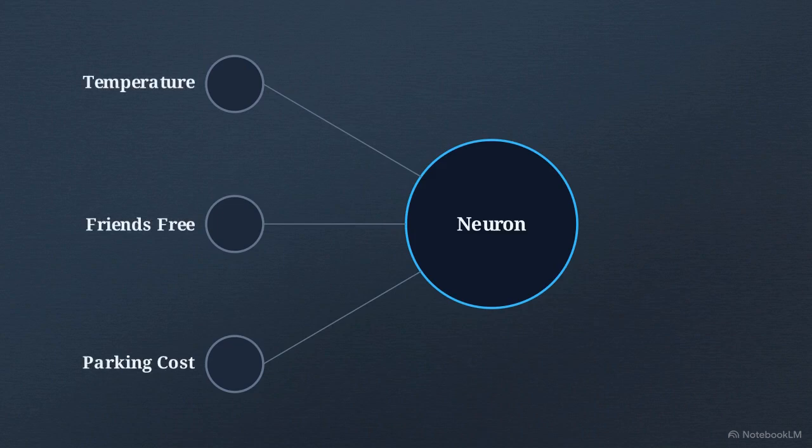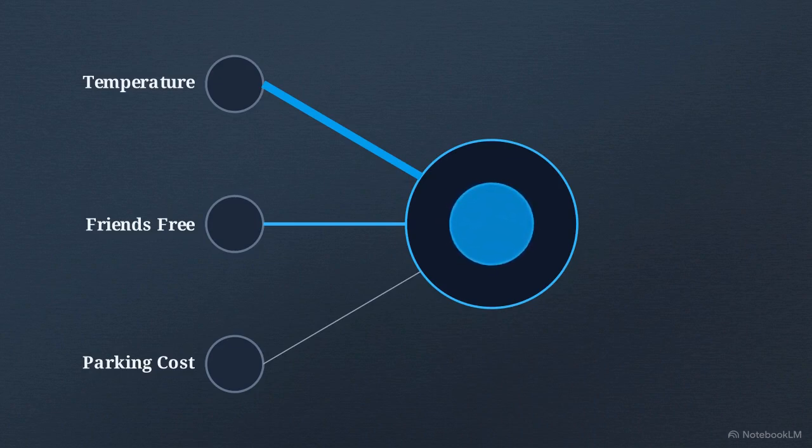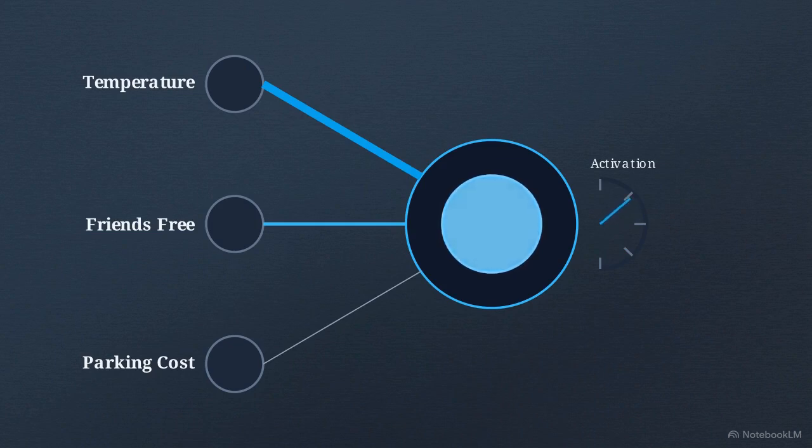Think about deciding whether to go to the beach. You consider the temperature, whether your friends are free, and the cost of parking. Temperature might carry a lot of weight, your friend's availability might matter a little less, and parking costs might be a tiny factor. The node processes data exactly like this, weighing different factors unequally. Once those weighted factors are combined, the neuron performs its 4th job, the activation function. This acts like a gate or a dimmer switch. It reads the combined total and decides exactly how strongly to fire the resulting signal forward to the next step.